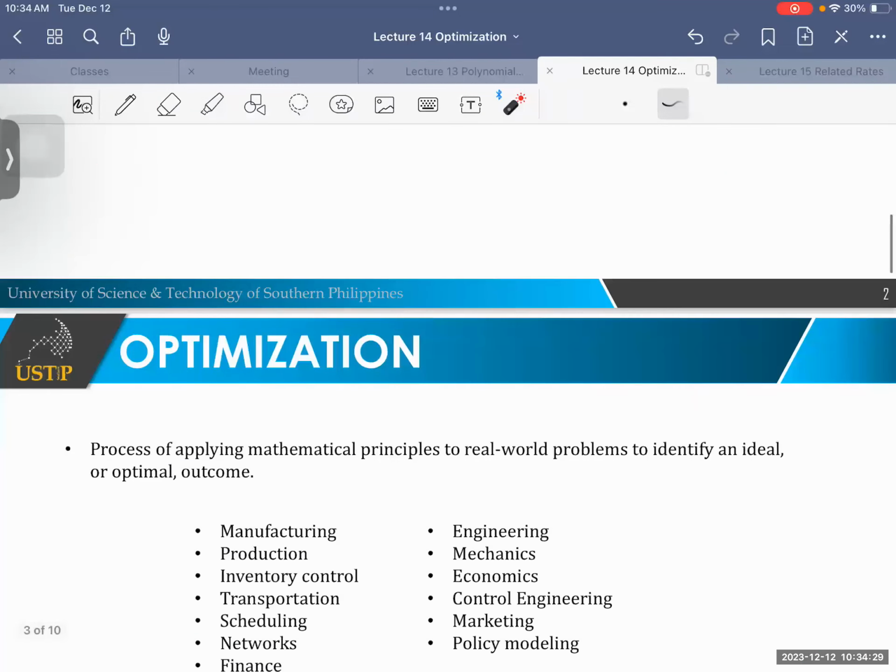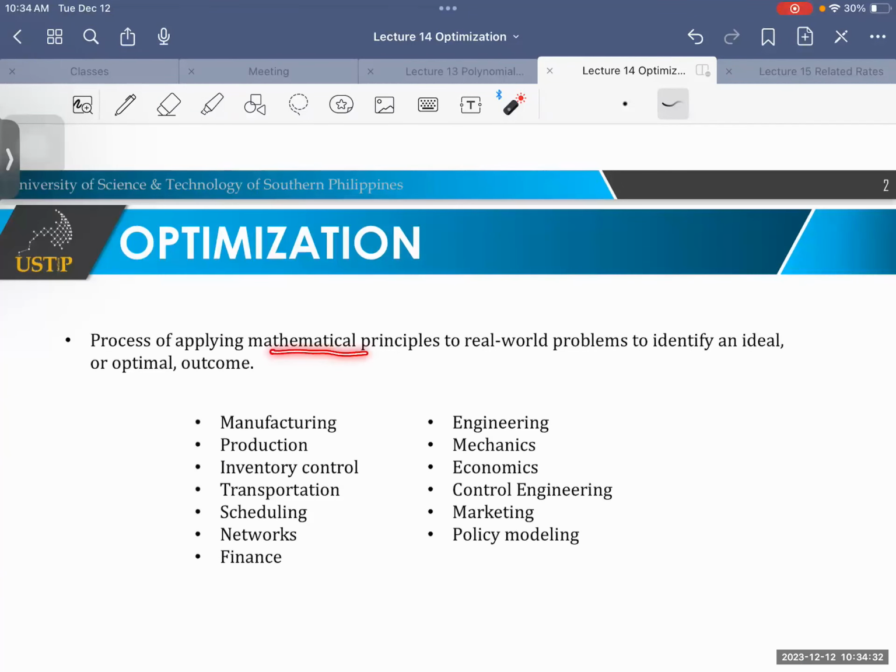So what is optimization? This is the process of applying mathematical principles to real-world problems to identify an ideal or optimal outcome. And ma-apply niya siya sa under aning mga areas as manufacturing, production, engineering, so on and so forth. Okay. So when you say optimization, of course, the root word is optimize, diba? So how do we optimize something? When you say optimize, how do we maximize something? O pwede sa minimize, basta katong extreme ba?